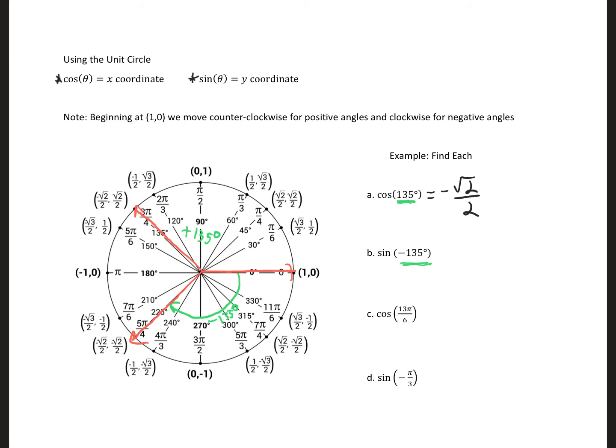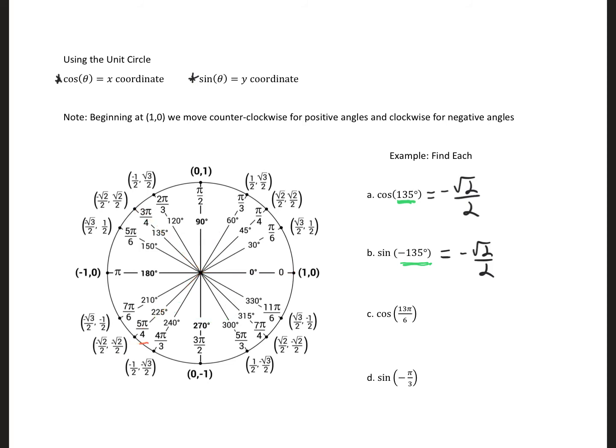Negative 135 degrees is the same thing as positive 225 degrees. The negative told me to move counterclockwise. Now, since I want to find sine, I need to use the y coordinate. Sine of negative 135 degrees is also, in this case, negative square root of 2 over 2. That's just because that's the y coordinate at that position in the unit circle.